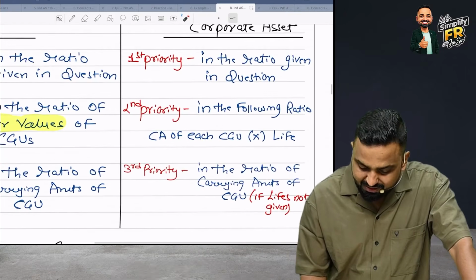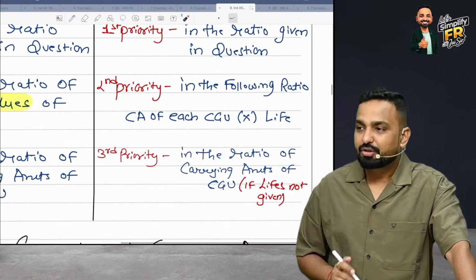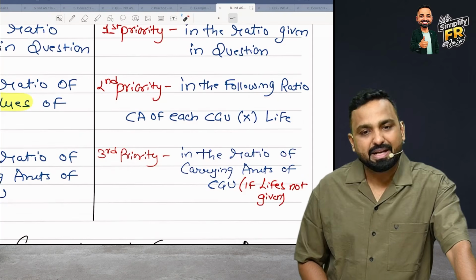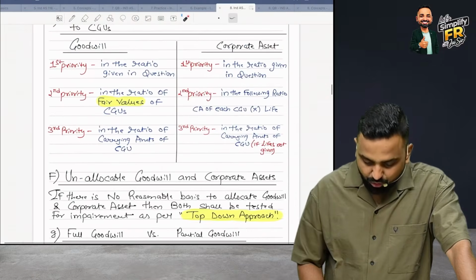What about the corporate assets? In the ratio given in the question. If they are not giving you the ratio, multiply by life. Or otherwise, if the life is also not given, then only carrying amount. Allocate them to the CGUs.